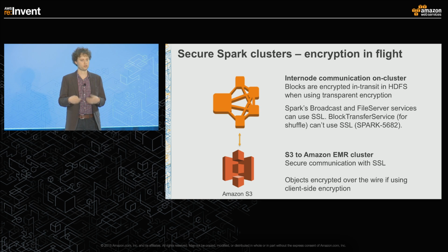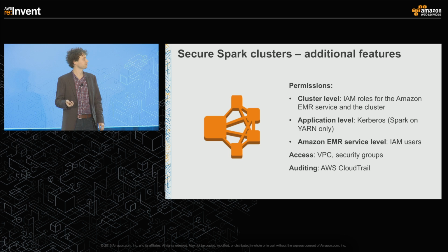And then for certain Spark operations, broadcast and file server, you can enable SSL for those processes, but the block transfer service, which is used in the Spark shuffle, does not use SSL yet, and there's a Jira open for that, and hopefully that'll be a new feature in one of the subsequent releases.